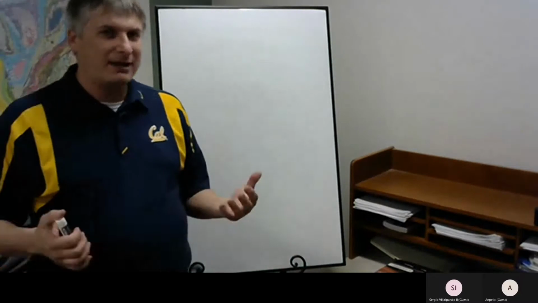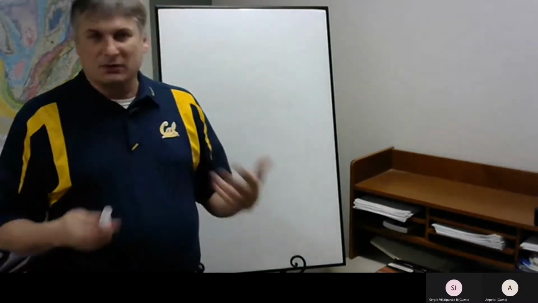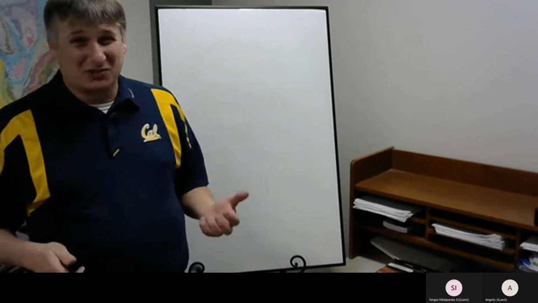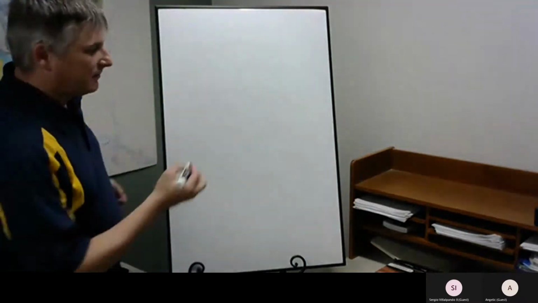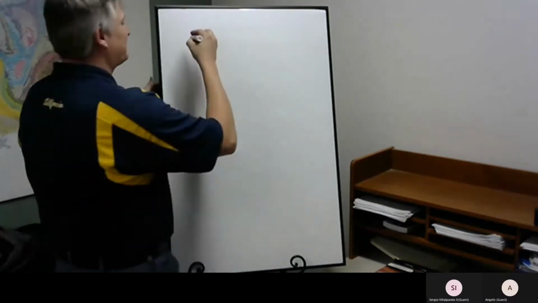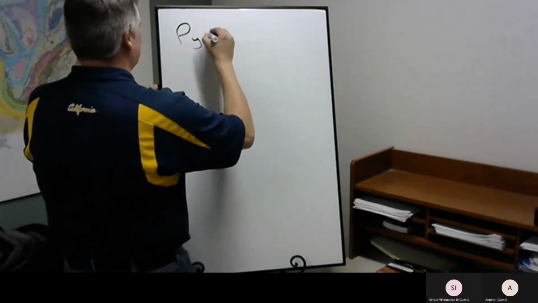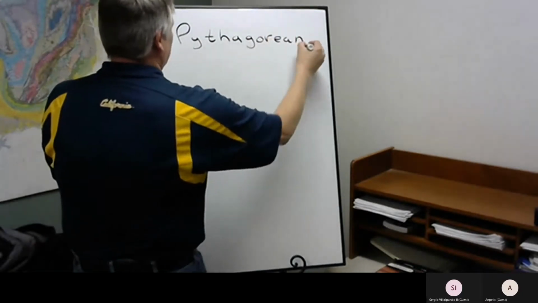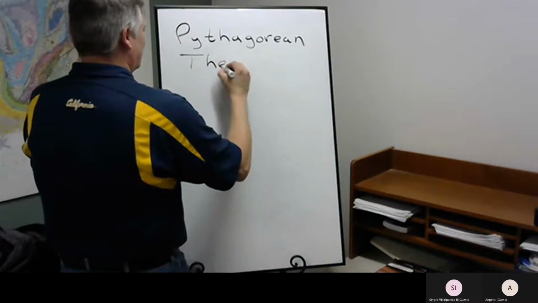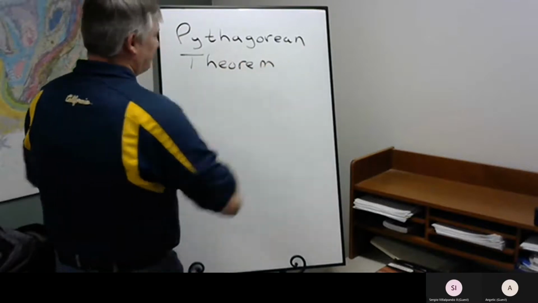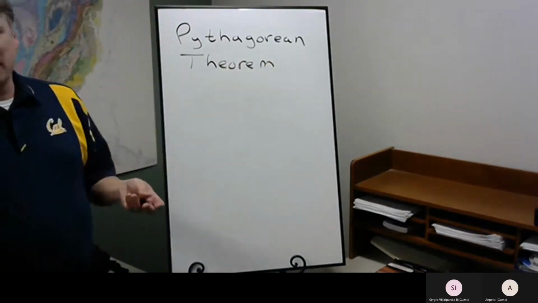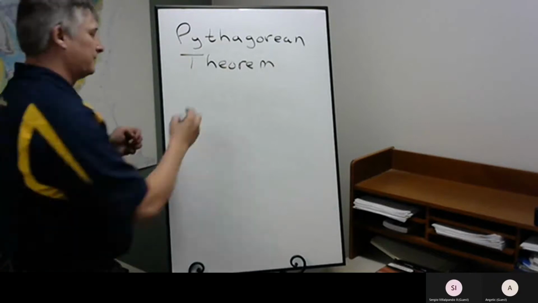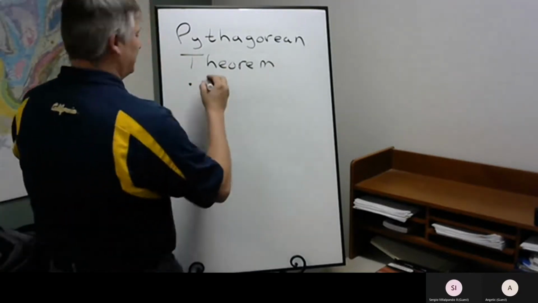The idea is that we can use triangles to find out certain lengths that we can't measure directly. And we'll do an example today of where this goes. So first off, let's go back to the Pythagorean theorem. Now, the Pythagorean theorem applies to right triangles. And it's only with right triangles.